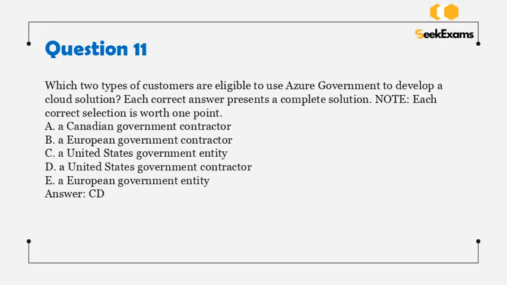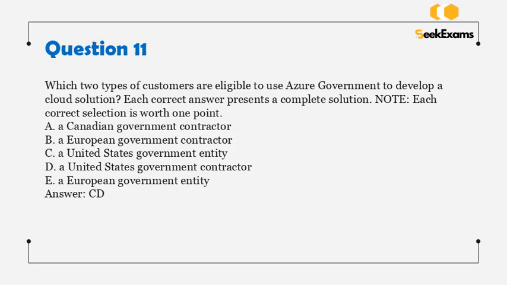Question 11. Which two types of customers are eligible to use Azure Government to develop a cloud solution? Each correct answer presents a complete solution. Note: each correct selection is worth 1 point.